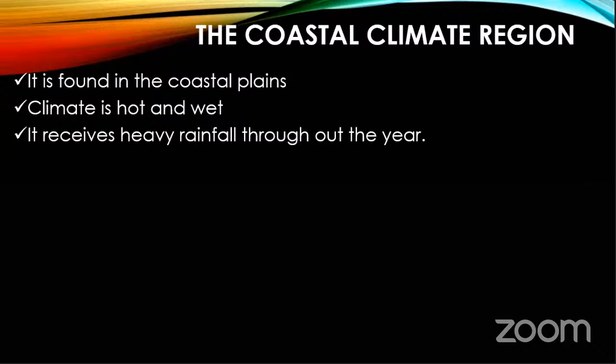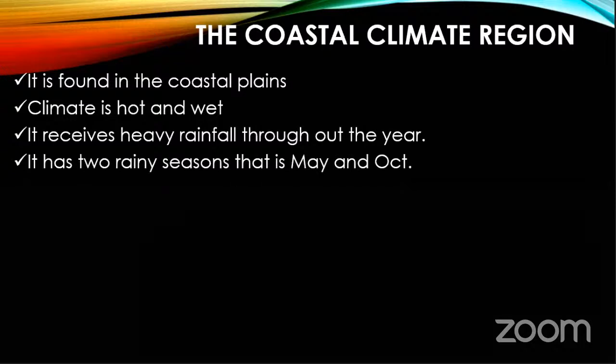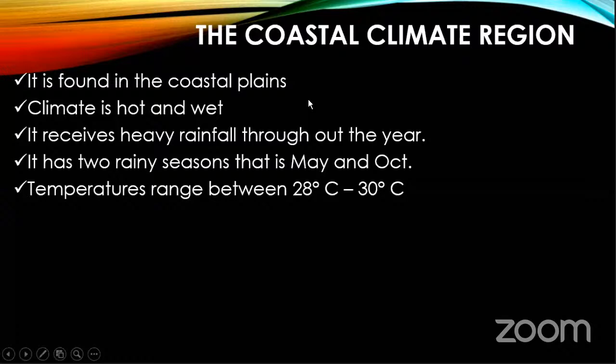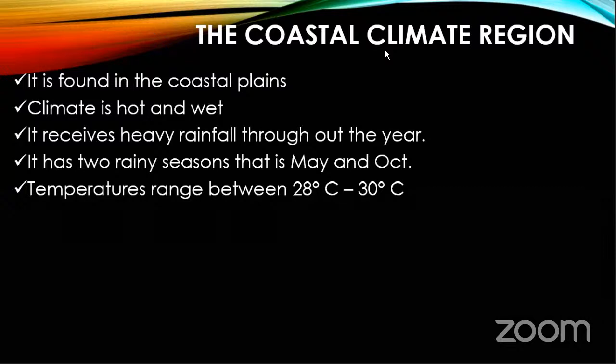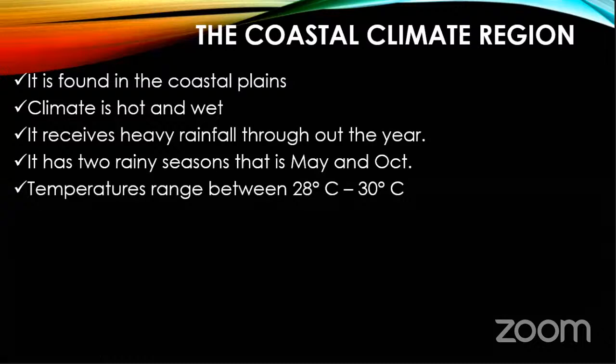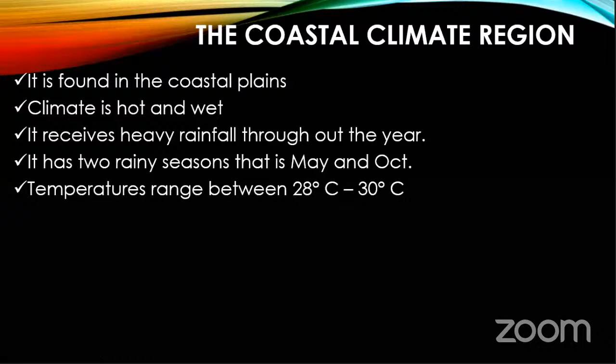The rainfall that is received in coastal climatic regions is even higher than the rainfall that is received in the equatorial climatic regions. It has 2 rainy seasons, that is May and October, and then the temperature ranges between 28 degrees Celsius, that is really hot, and sometimes 30. That is also very, very hot.